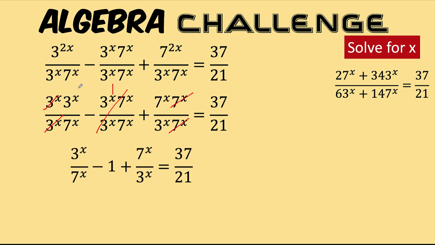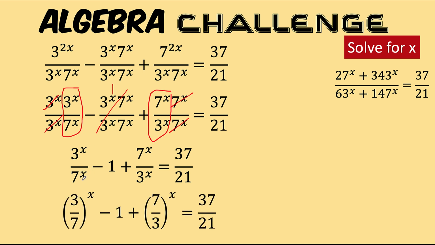So what's left is this part here, 3 raised to x over 7 raised to x. Then this one here, copy the minus sign. And this part here, 7 raised to x divided by 3 raised to x. Copy the right side. Then from the quotient law of exponents, we can also write 3 raised to x over 7 raised to x as the quantity 3 over 7 all raised to x. The same explanation applies to 7 raised to x over 3 raised to x. Notice that 3 over 7 and 7 over 3 are reciprocals.